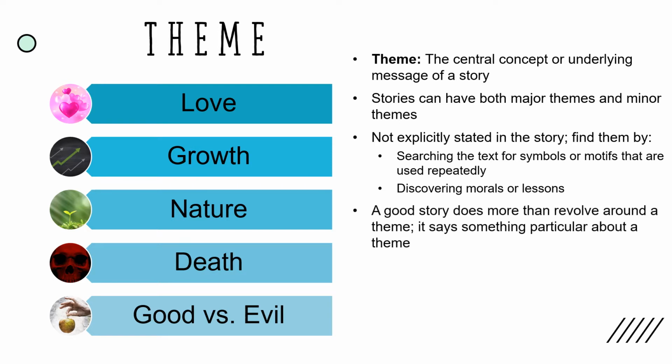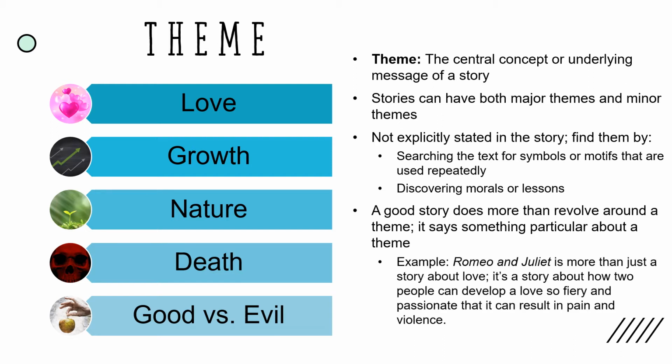But a good story does more than just revolve around a theme. It says something particular about a theme. For example, Romeo and Juliet is more than just a story about love. It's a story about how two people can develop a love so fiery and passionate that it can result in pain and violence. Analyzing the theme of a story is a great way to help you understand its overall purpose.